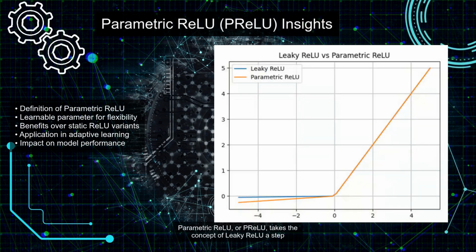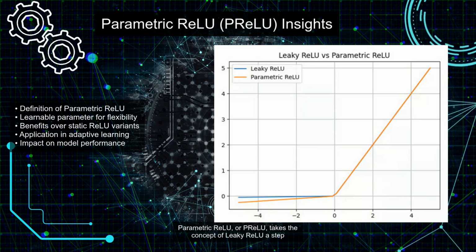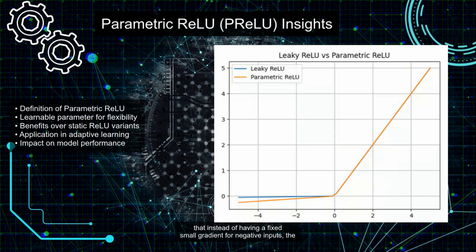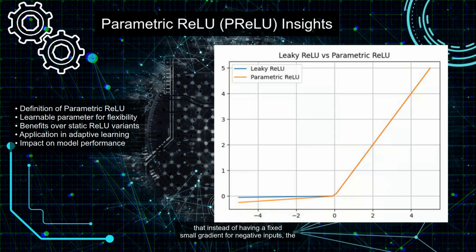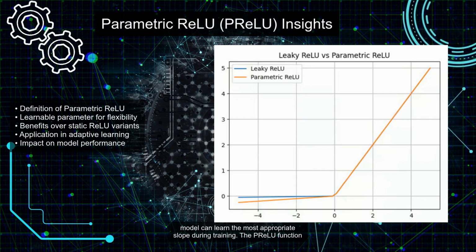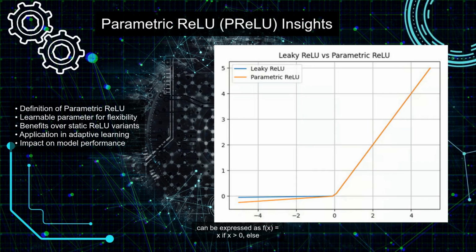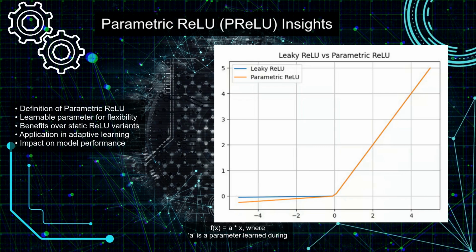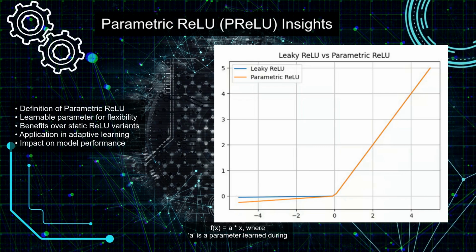Parametric ReLU, or PReLU, takes the concept of Leaky ReLU a step further by introducing a learnable parameter for the negative slope. This means that instead of having a fixed small gradient for negative inputs, the model can learn the most appropriate slope during training. The PReLU function can be expressed as f(x) = x if x > 0, else f(x) = ax, where a is a parameter learned during the training process.